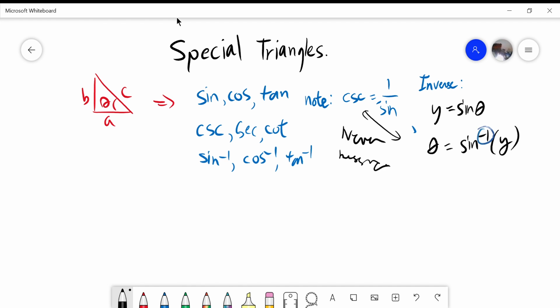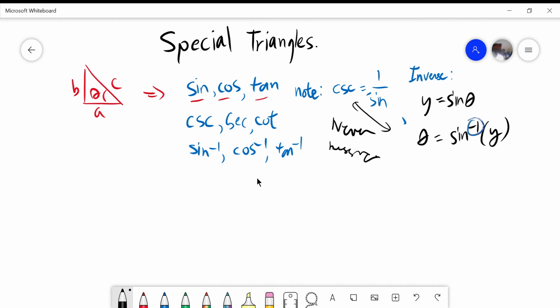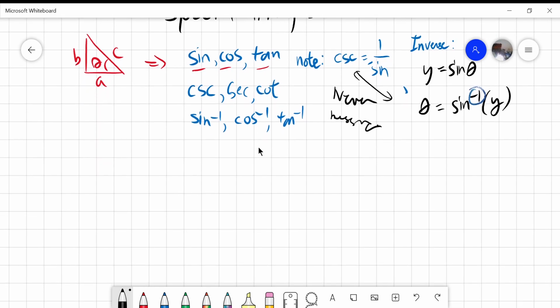Okay, so this week we're going to be learning specific cases of the sine, cosine, and tangent. So basically, special values of these functions when you have a particular type of triangle, aka special triangles.